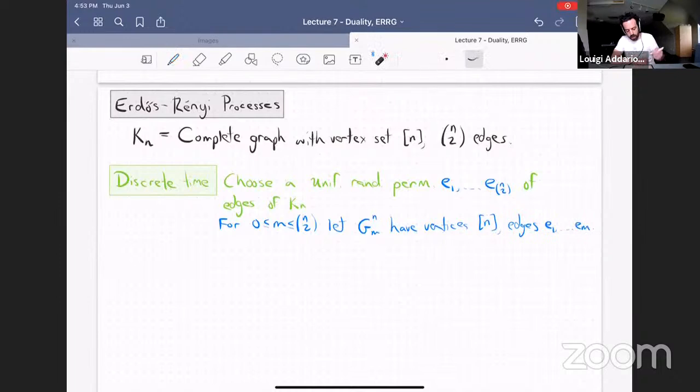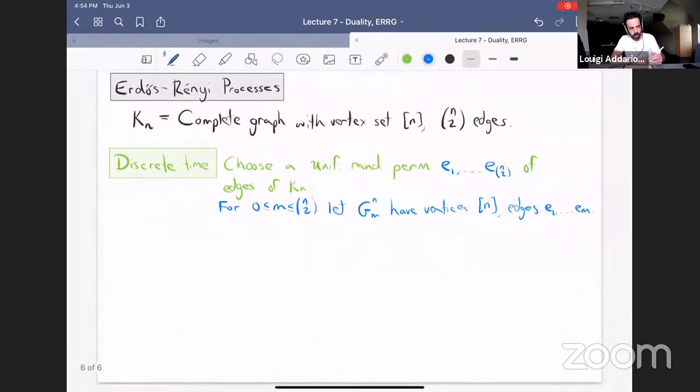You've permuted the edges and you add them one at a time. So at time 0, you have the empty graph, and at time n choose 2, you have the complete graph. We won't talk very much about the discrete time model, because the continuous time model is easier to think about in various ways, and most results from one can be transferred quite straightforwardly to the other. So you're welcome to think about whichever one you find more appealing for most intents and purposes.